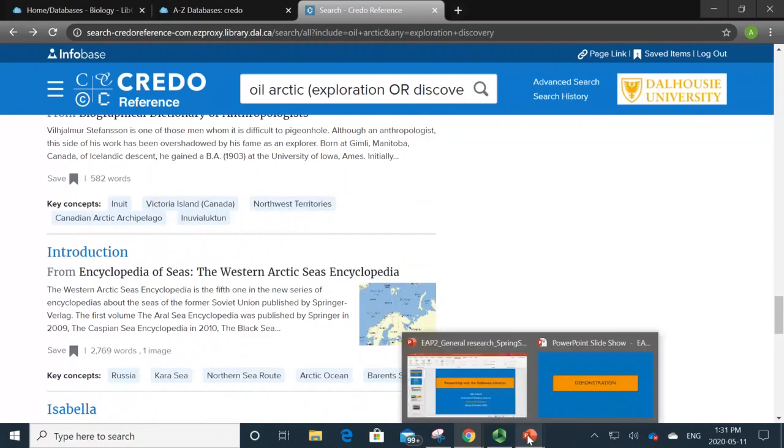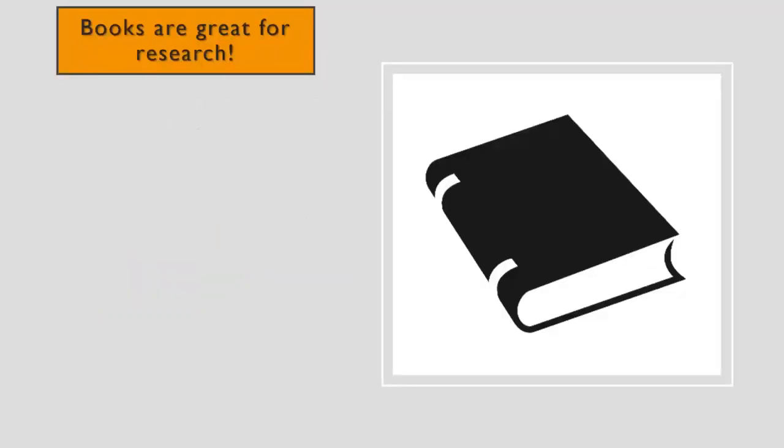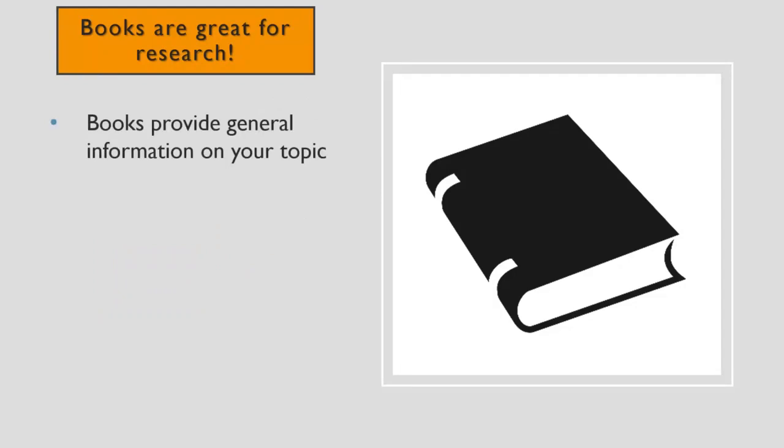So we'll go back to the PowerPoint. The second type of scholarly source that you can use are books. They are great for your research. They provide general information on your topic.